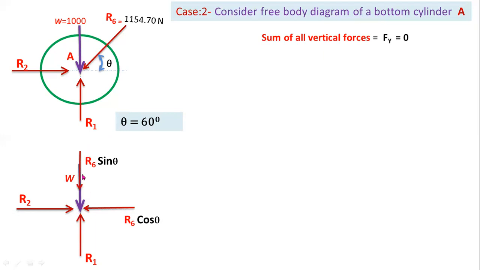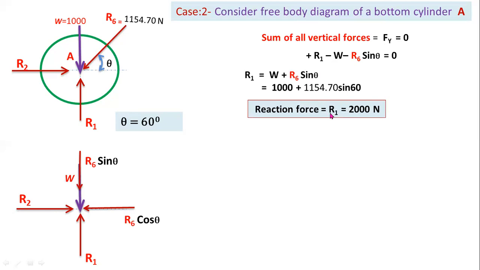Okay, there are three forces acting on the vertical axis. For upward action, you have to consider positive sign. For downward action, you have to consider negative sign. So plus R1 minus W minus R6 sin theta equal to 0. Now from this equation, you have to substitute the value of R6 and W value. You can get the value of reaction force R1. Reaction force R1 equal to 2000 newtons.